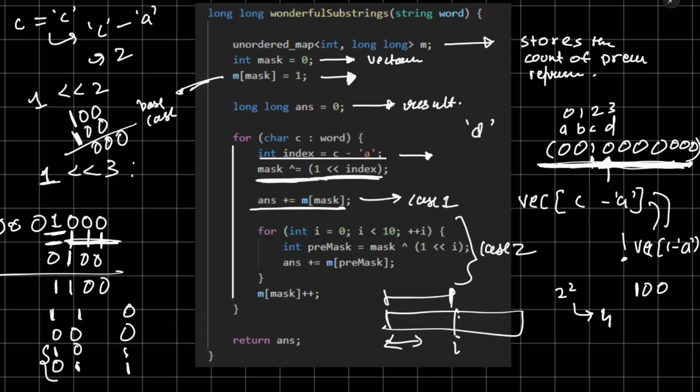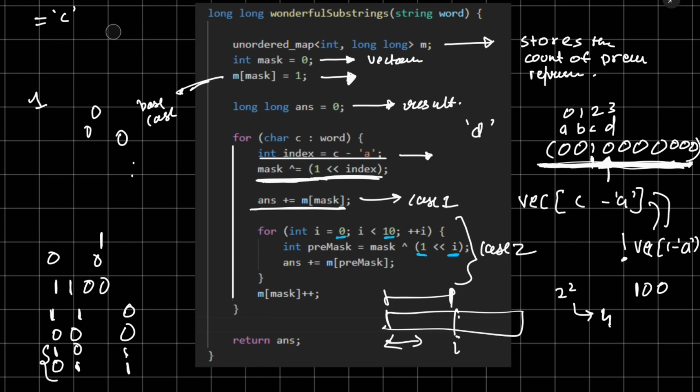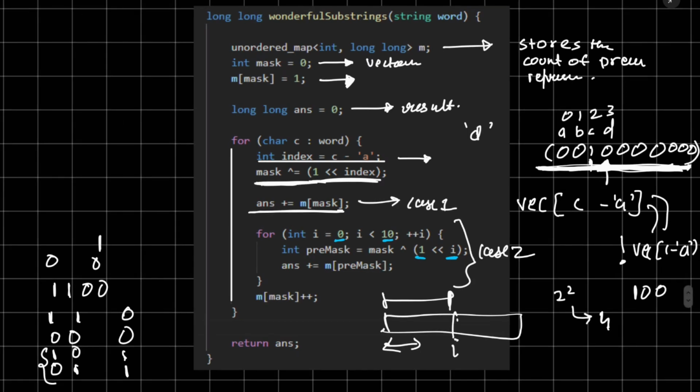In case 2, what we are doing is, for i going from 0 to 10, we are shifting this 1 by i times. So let's say for i equal to 0, how many times will 1 be shifted? 1 will be shifted 0 times. Now for i equal to 1, this would be shifted like this. For i equal to 2, it would be shifted like this, 0 0 1. For i equal to 3, 0 0 0 1.